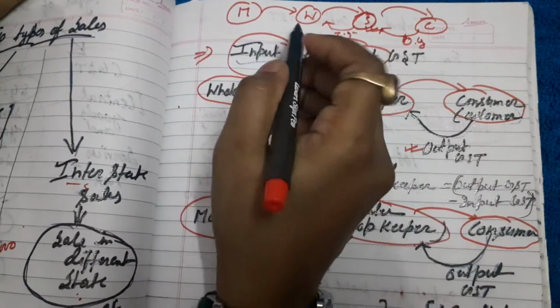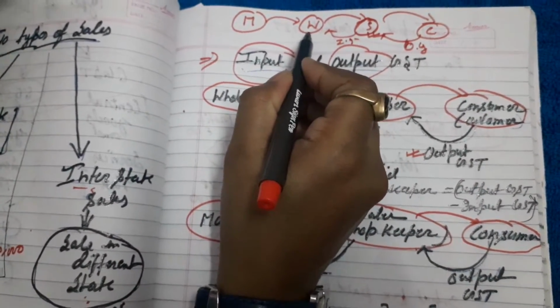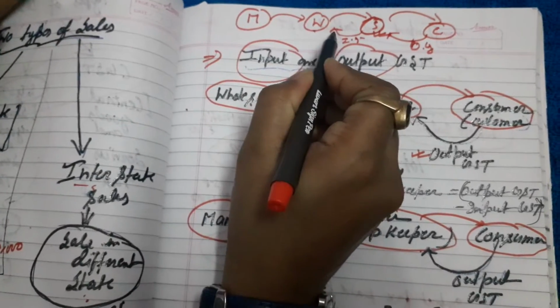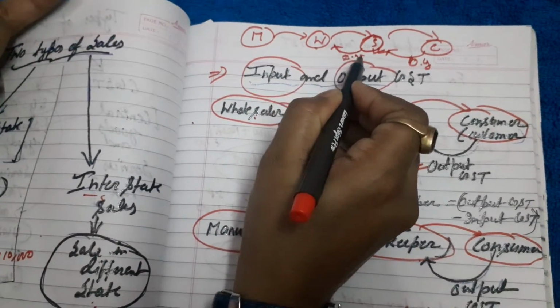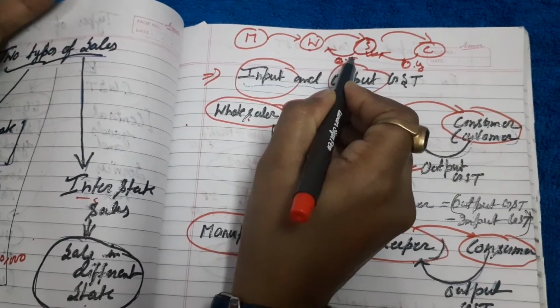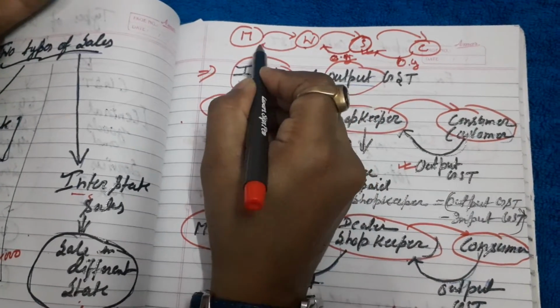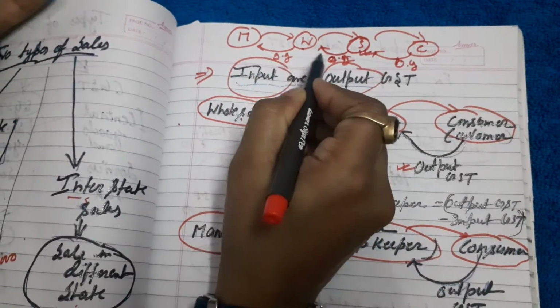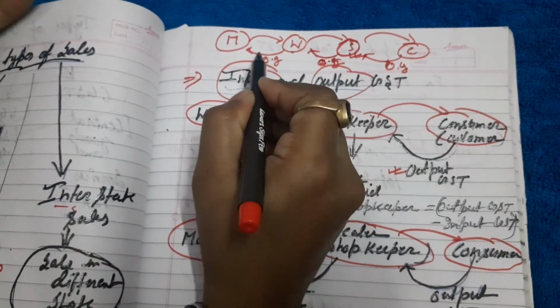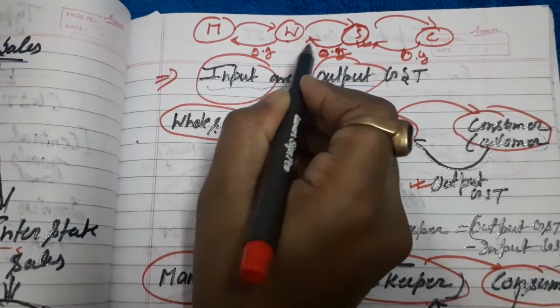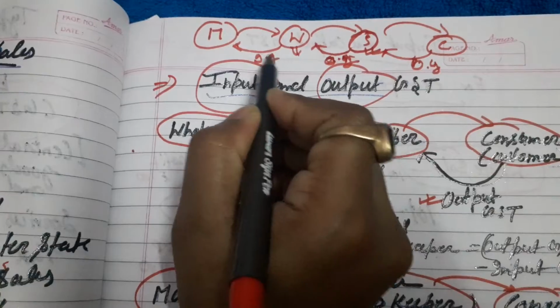If someone asks me what is the net tax paid by the wholesaler, then this will be output GST and here is input GST. So we will subtract this input GST from this output GST to get the net tax paid by the wholesaler.